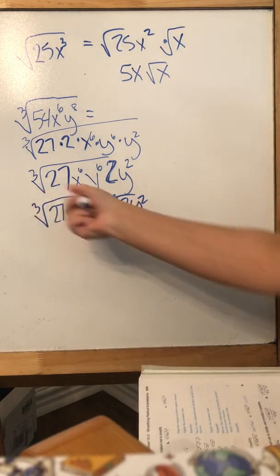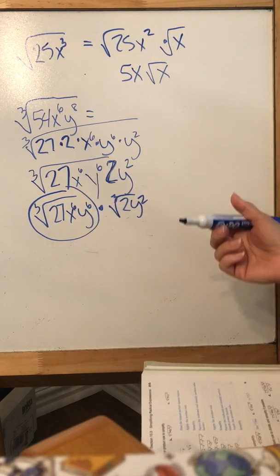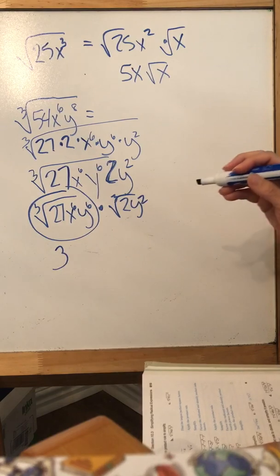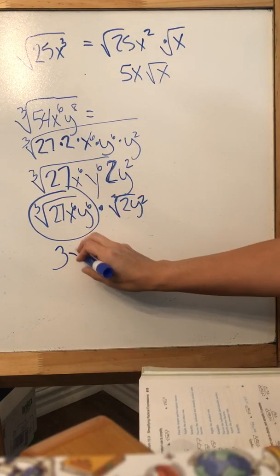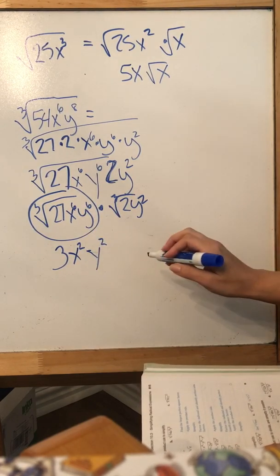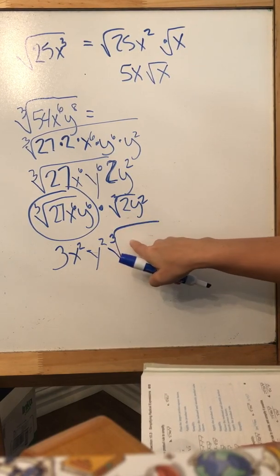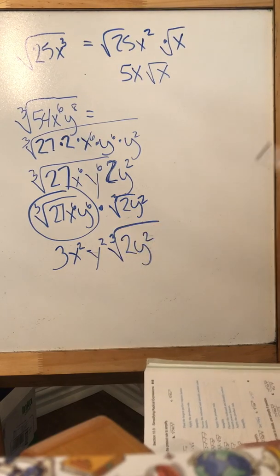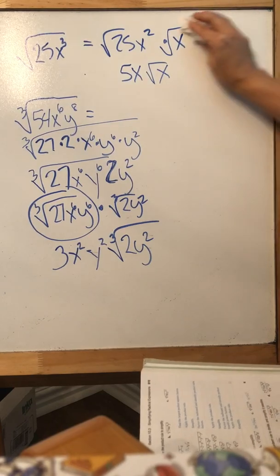Okay, so let's take the cube root of all of this, because it will break up perfectly. All right, so cube root of 27 is 3. Cube root of x to the 6th is x squared. Cube root of y to the 6th, y squared. Now, we're going to put all of our stuff that doesn't break down under this cube root house: 2y squared. And that is your final answer. Okay, last example.